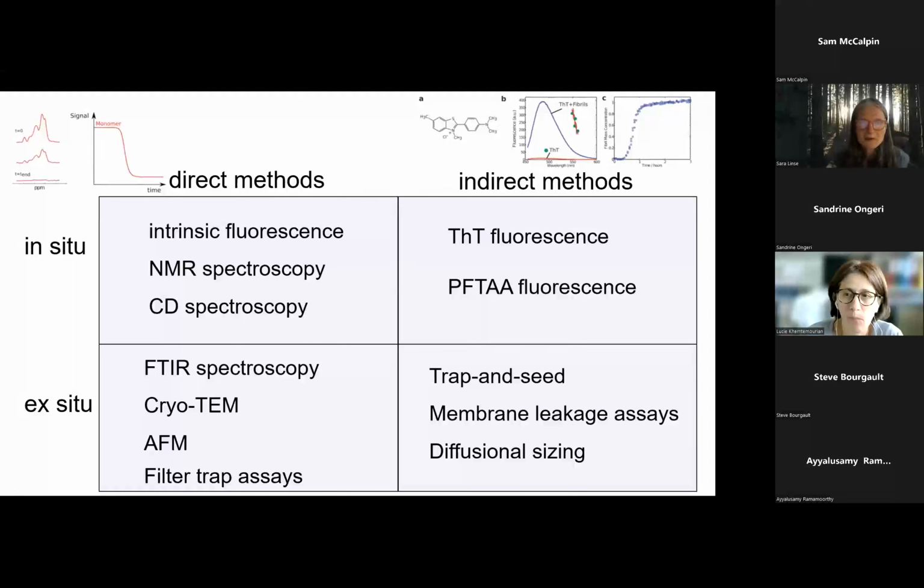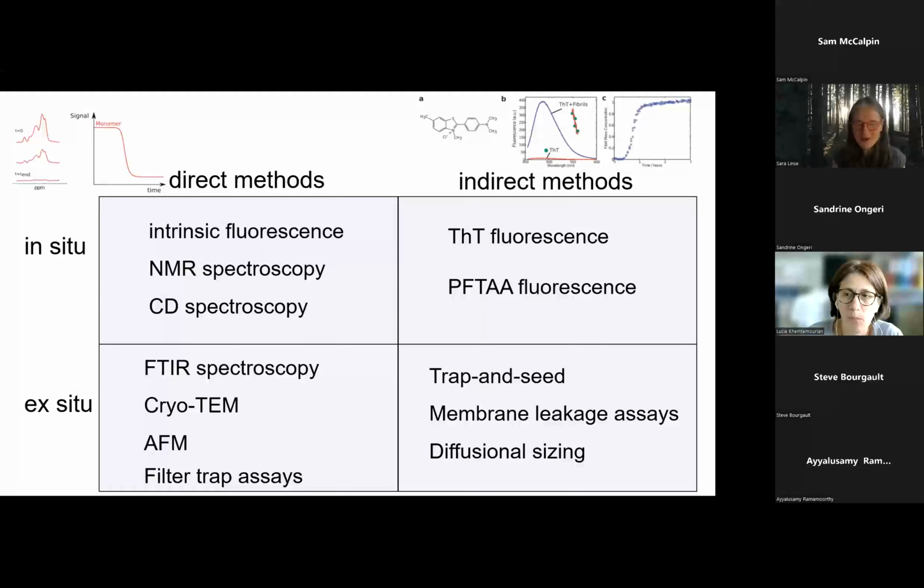But indirect methods are sometimes preferred. The thioflavin T fluorescence, or you can use other dyes, for example, PFDAA. These methods are often preferred because they are so easy to parallelize. You can run them in plate readers, in plates, and do 96 or 384. You can do multiple, and you can have multiple plate readers. You can really get a very large chunk of data in one go, whereas most of the direct methods, as they are developed now, are for few samples.